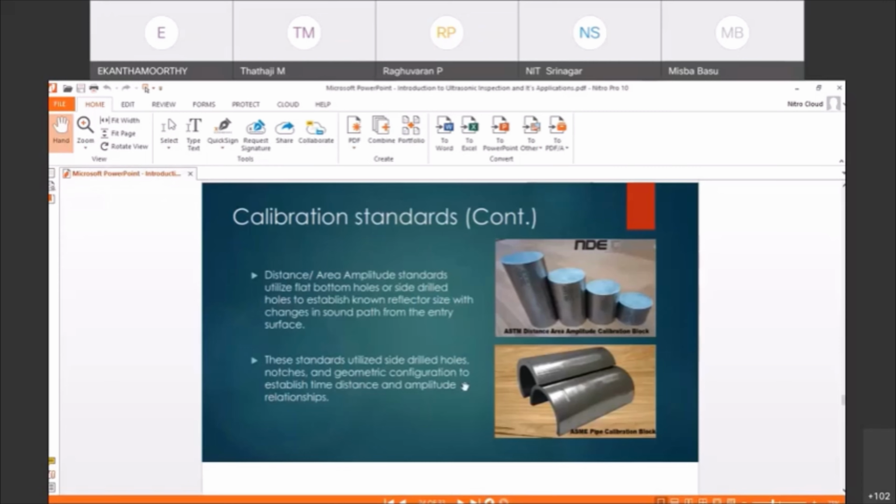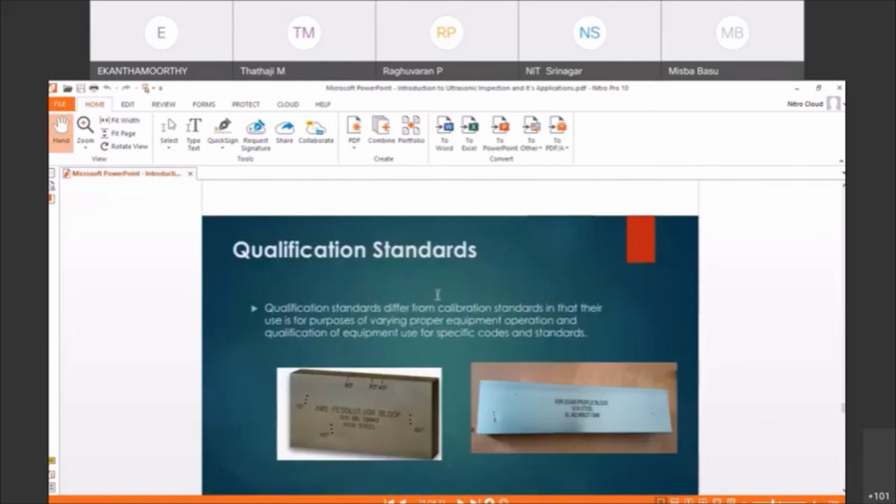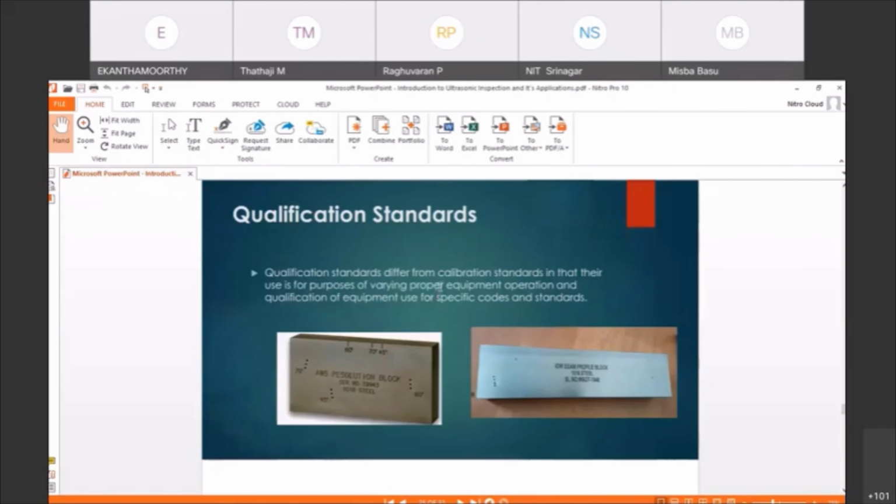Or to nullify that attenuation effect. These are the basic calibration standard blocks, and these are the qualification standards. Qualification standards are different from calibration standards in their use. Their purpose is the proper equipment operation and qualification of the equipment. Every code, like AWS, the American Welding Society, every entity has these qualification standards.